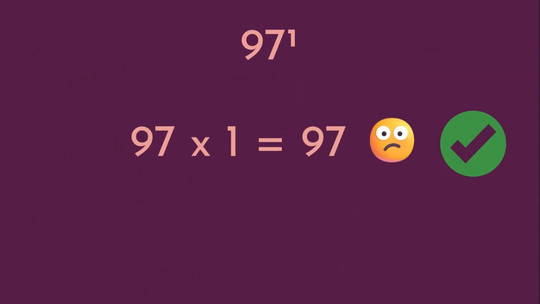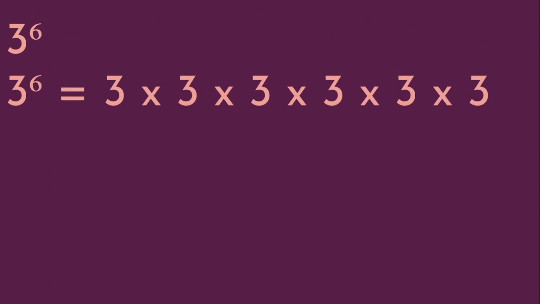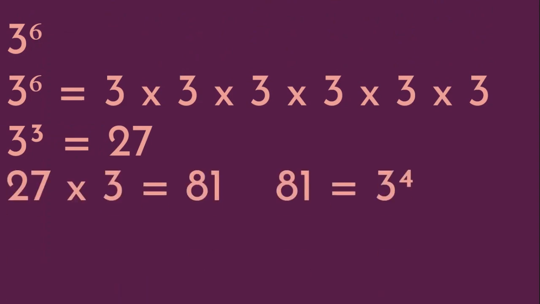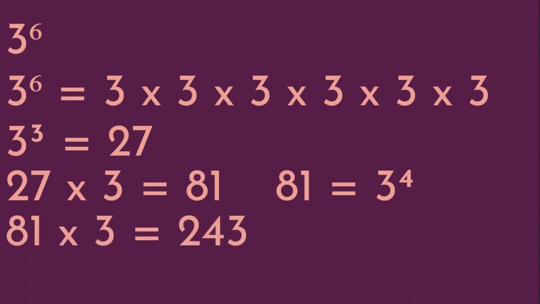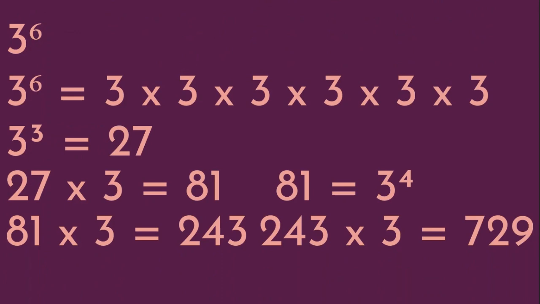Let's do another example. Let's do 3 to the power of 6. 3 to the power of 6 would be the same as 3 times 3 times 3 times 3 times 3 times 3. 3 cubed would be 27. 27 times 3 would be 81, which is 3 to the power of 4. 81 times 3 would be 243, and 243 times 3 would be 729, which is the same as 3 to the power of 6.